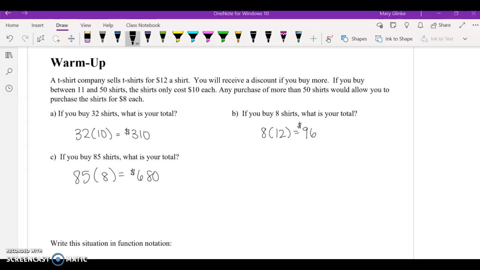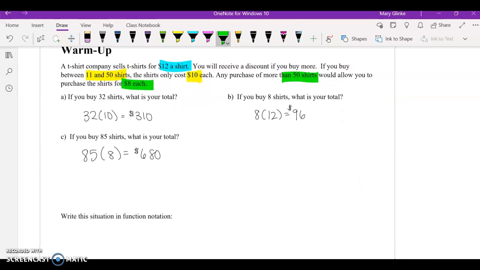Okay, for A, you are taking 32 and you are multiplying it by the price, which is $10, because 32 fit into this rule, and so therefore you had this price. For B, 8 shirts would just be your normal $12 per shirt. And then the last one here, you have 85, and because it's more than 50, you're following this rule for that many shirts. This represents a piecewise function because based off of the number of shirts you have, you're going to end up finding your price different ways.